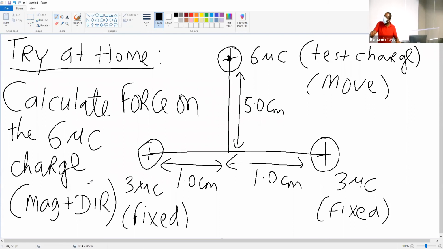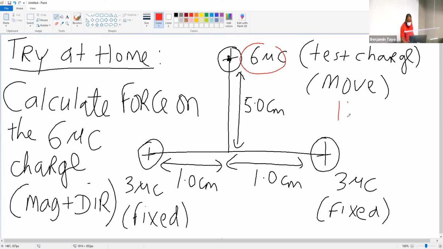So let's think about it this way. Remember that if you have a force, what does a force do? A force can cause something to move, right? So what I'm asking you in this problem is, if I were to place this charge right there, how does it move? Is it going to move to the left? Is it going to move up? Is it going to move down?